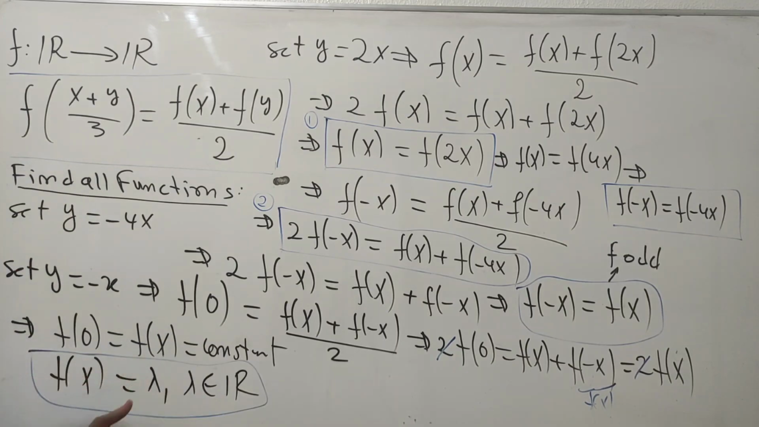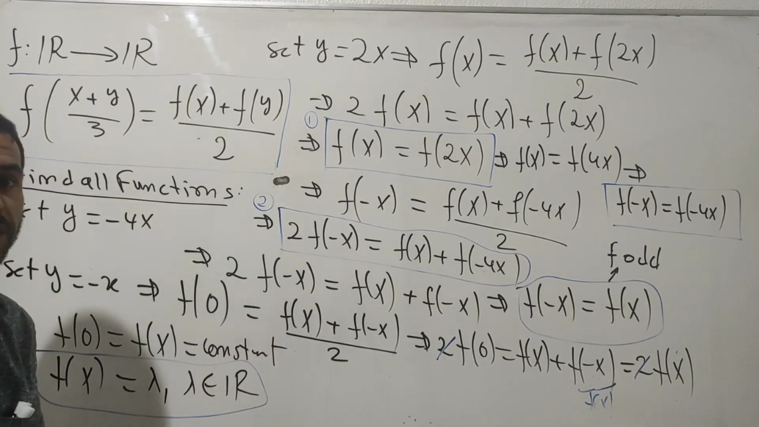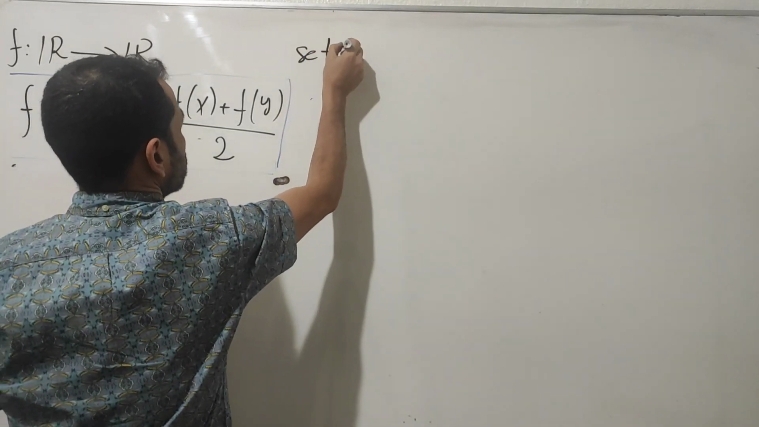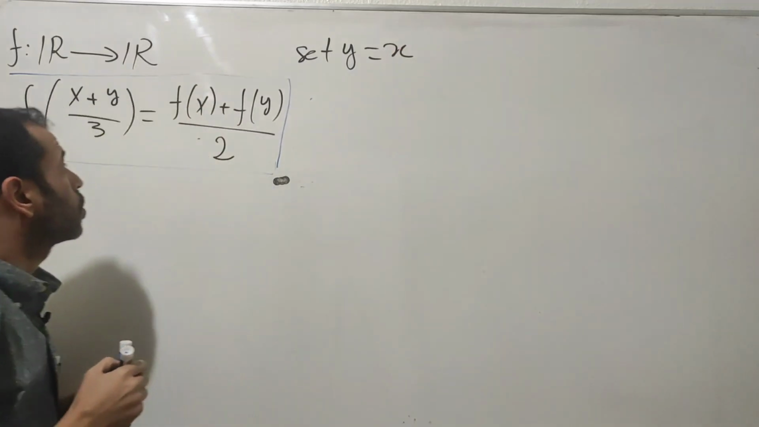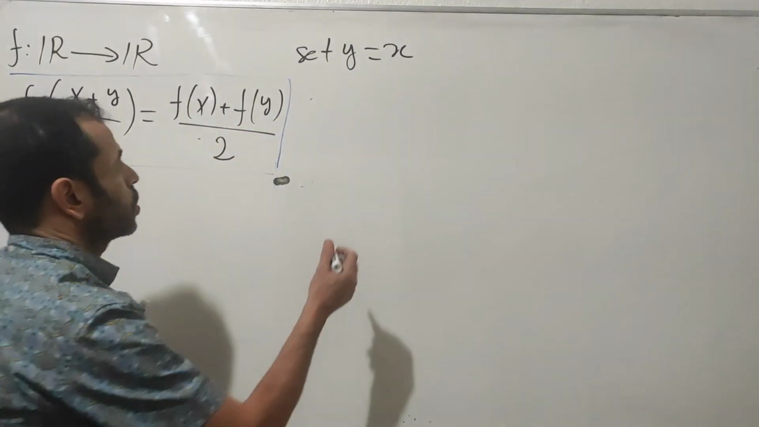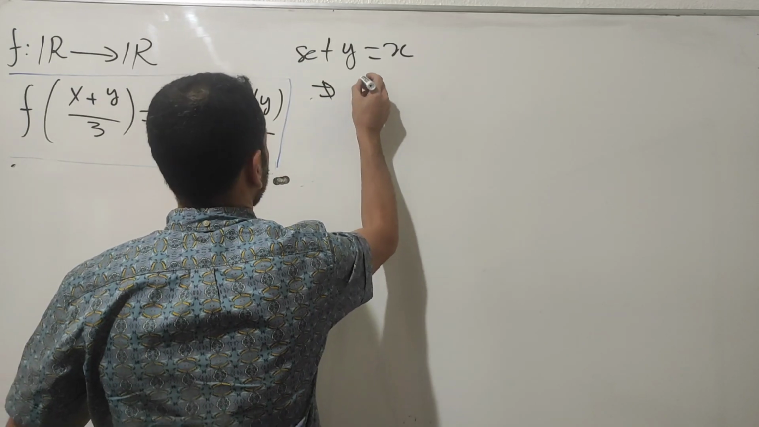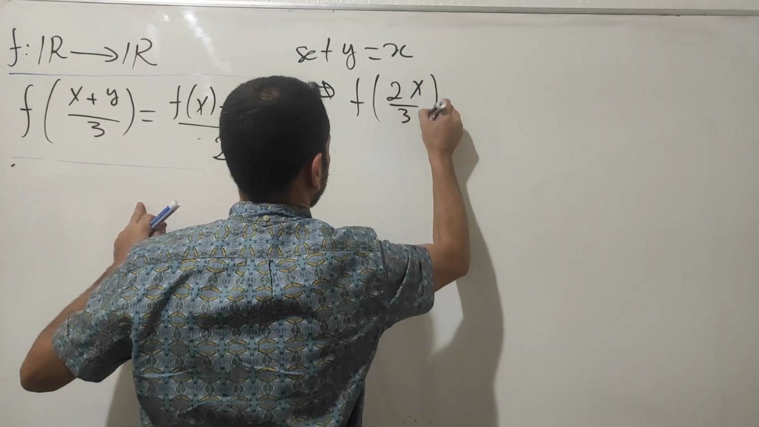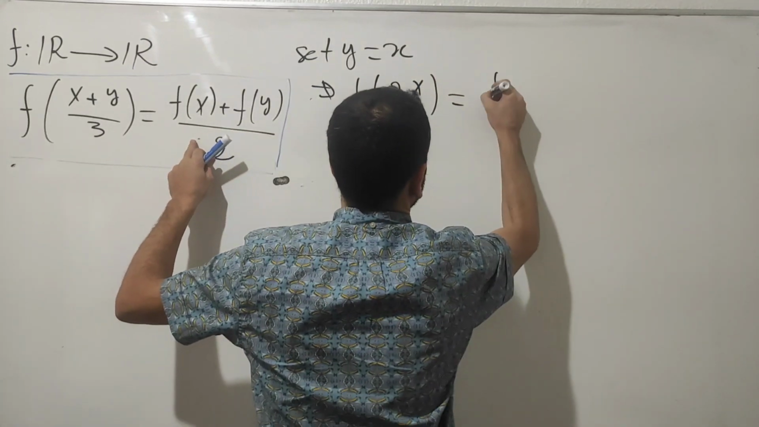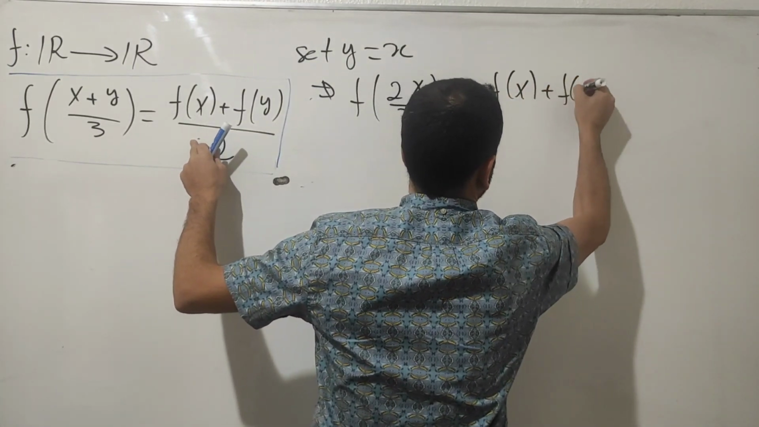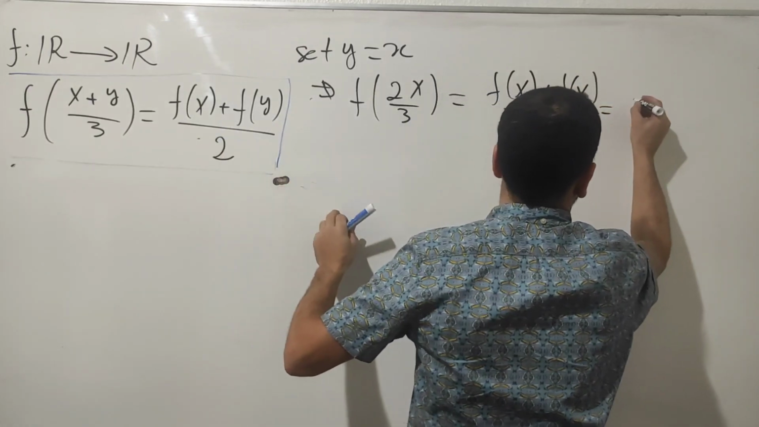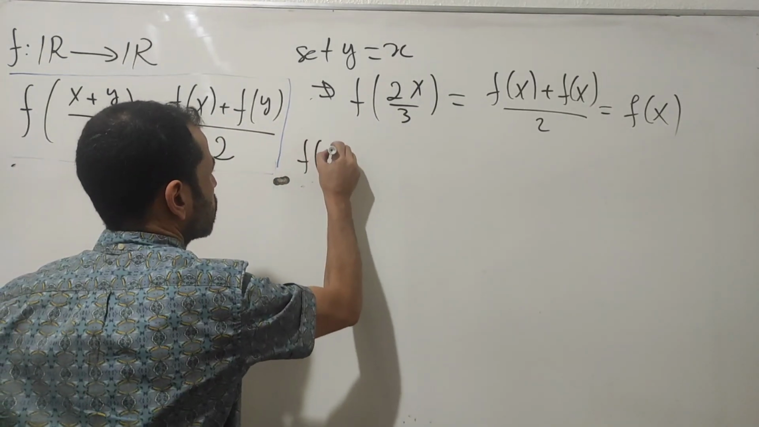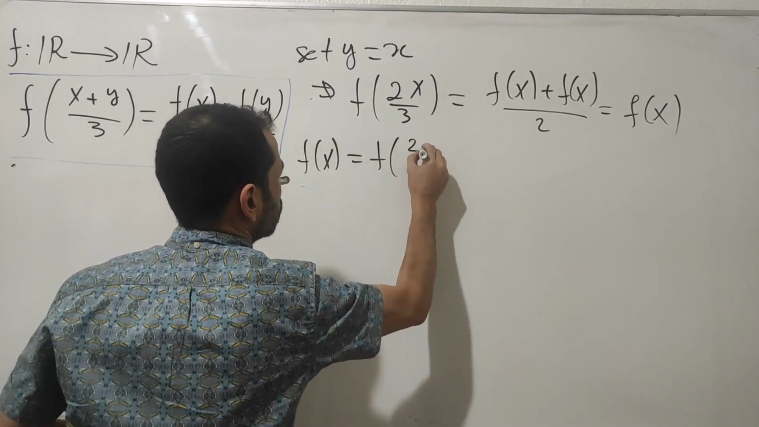Let's get rid of this one and move on to the second method. The second method is going to be quicker. In the second method, let's set y equals x. I'm going to replace y with x here, so I get the following: f of (x plus x)/3, which is 2x over 3, equals f of x plus f of x all over 2, which equals f of x. So we get f of x equals f of 2 over 3 x.